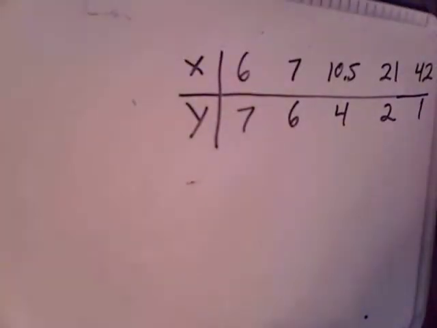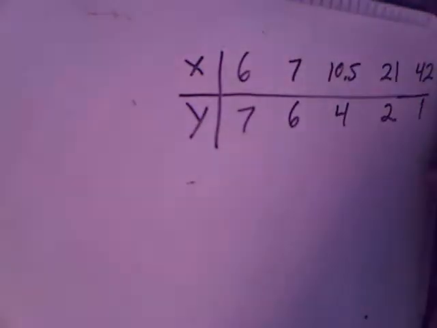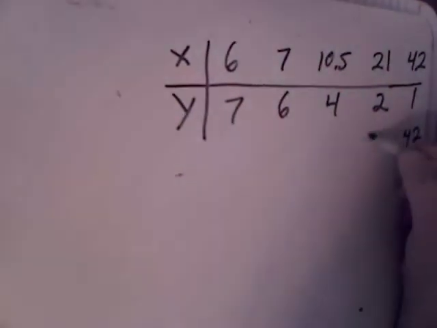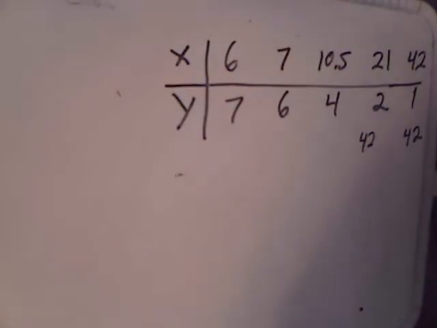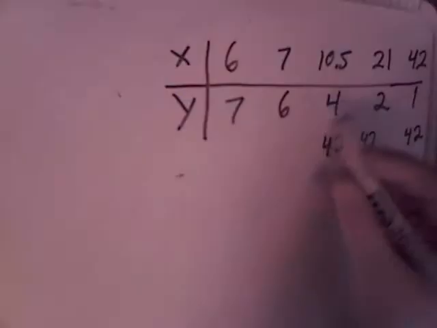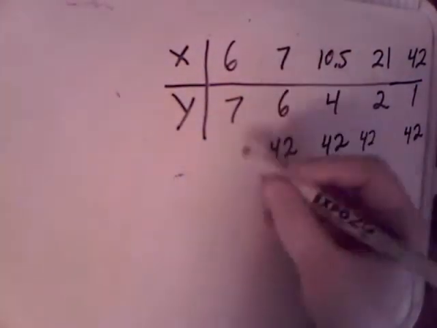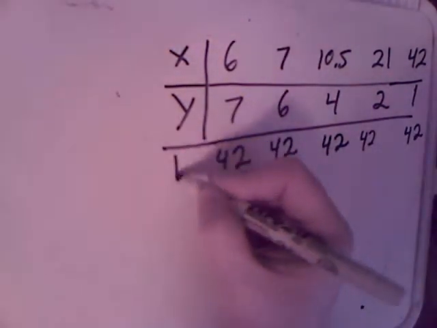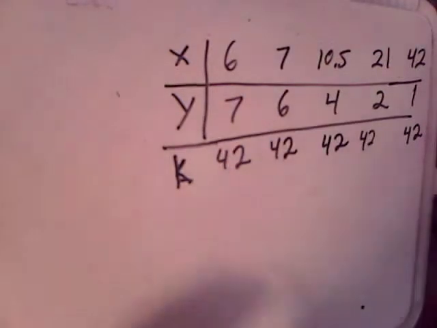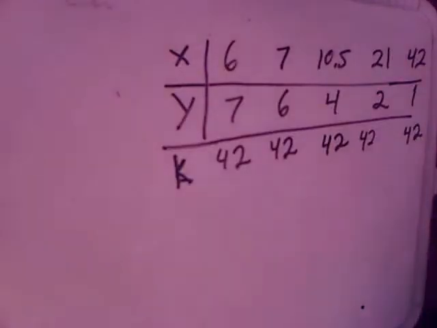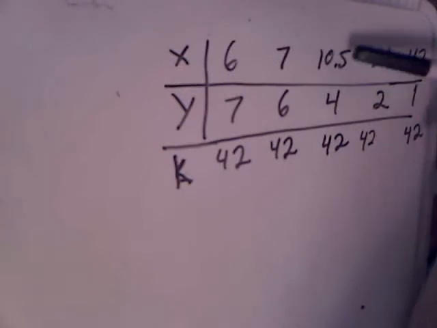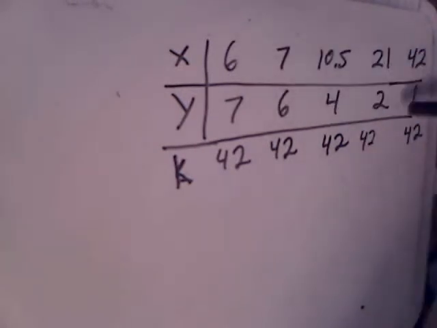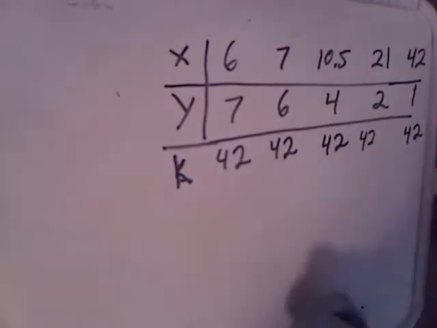And you can prove that these vary inversely by multiplying all of these numbers together. 42 times 1 is 42. 21 times 2, 42. 10.5 times 4, 42. 7 times 6, 42. 6 times 7, 42. These numbers right here would be k. And we just proved that they vary inversely because we multiplied all the x's and the y's by each other and we got the same number.